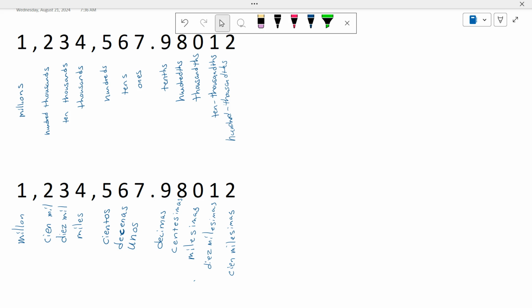No, that's not, that's a comma. So that would be the first number, just like this is the first number, so it's the one square.